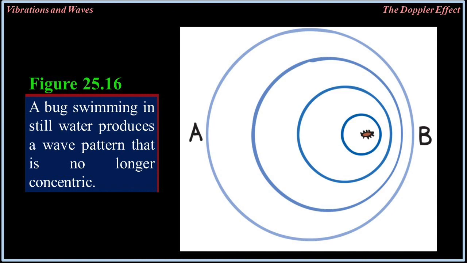The center of the outer crest was made when the bug was at the center of that circle. The center of the next smaller crest was made when the bug was at the center of that circle, and so forth. The centers of the circular crests move in the direction of the swimming bug. Although the bug maintains the same bobbing frequency as before, an observer at B would encounter the crests more often. The observer would encounter a higher frequency. Figure 25.16: a bug swimming in still water produces a wave pattern that is no longer concentric.